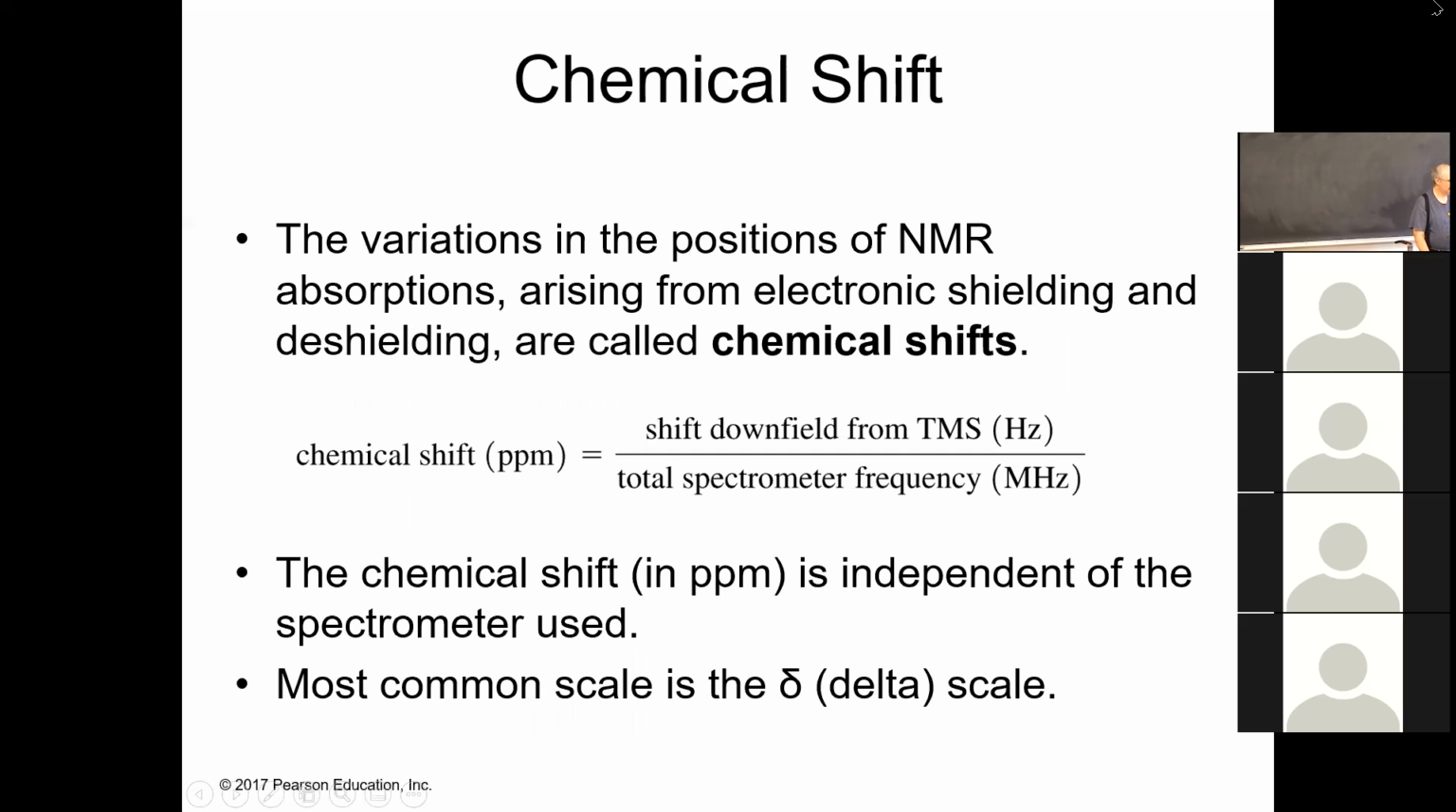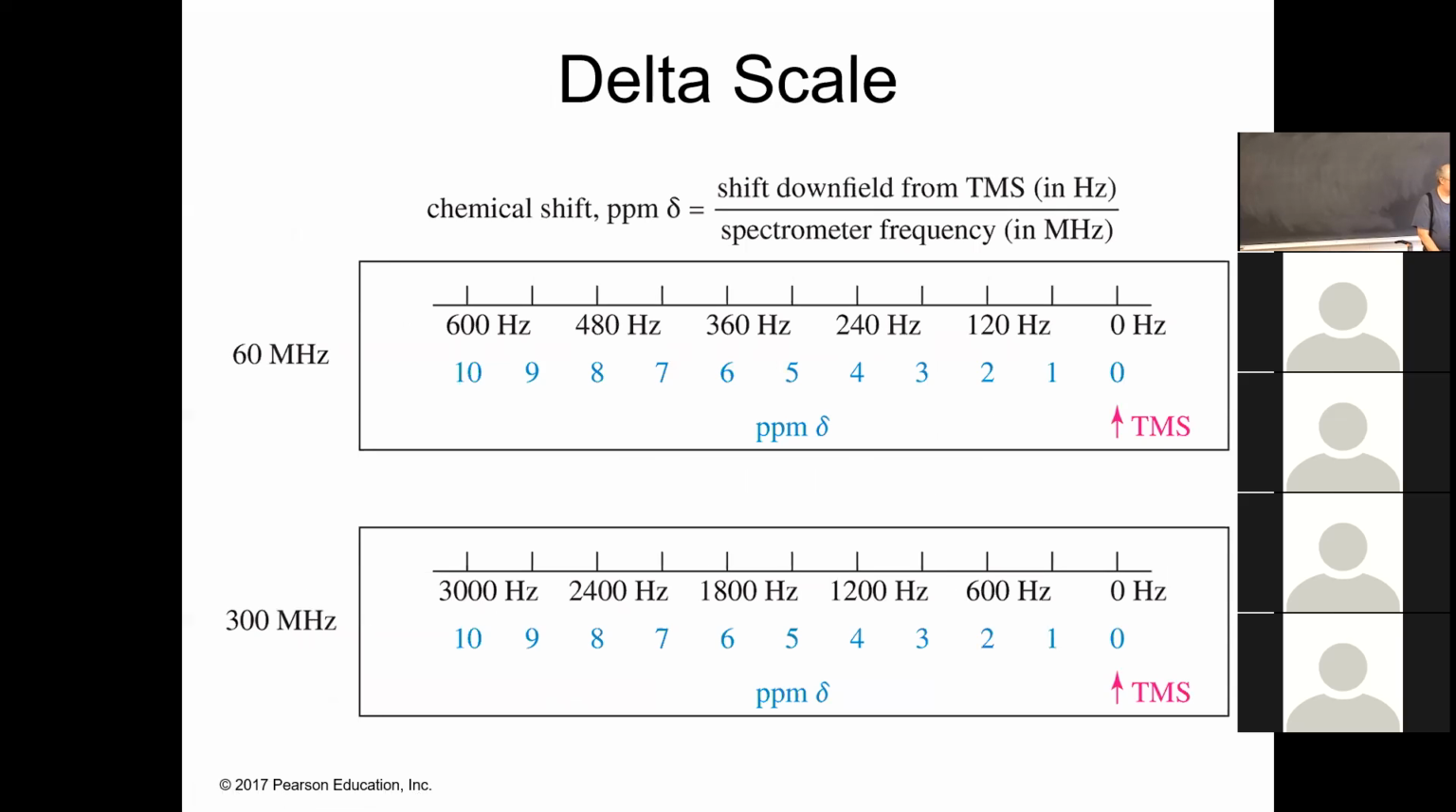On the x-axis, we use a unit called chemical shift, and that's in parts per million. The advantage of this is it doesn't matter what our frequency is in megahertz for our spectrometer, so it's independent of what kind of spectrometer we use. The most common is to use what's called the delta scale. Forty or 50 years ago, they used something called the tau scale, which went in the opposite direction.